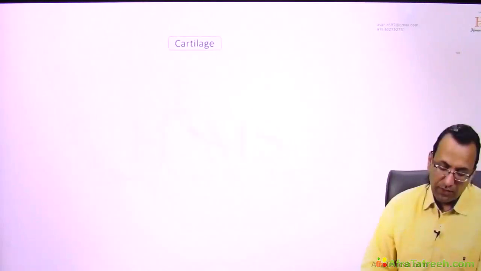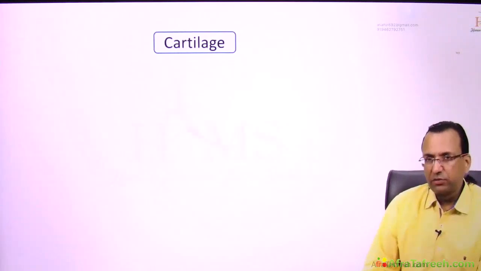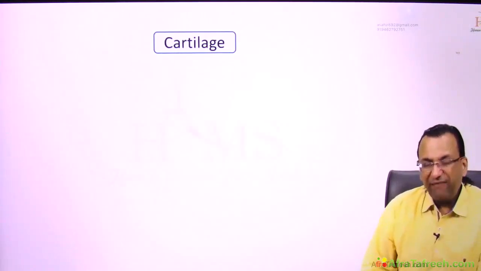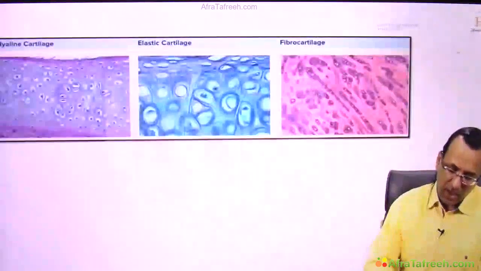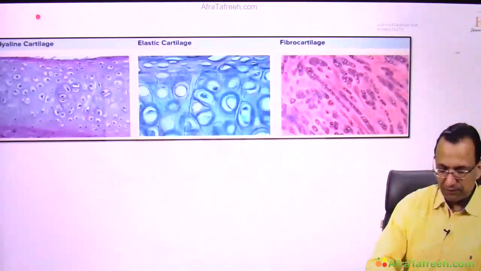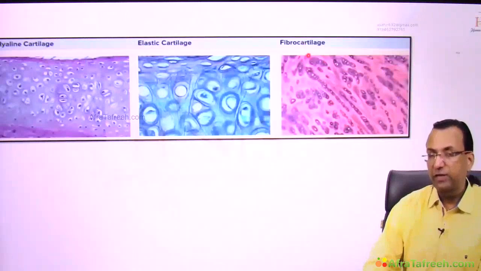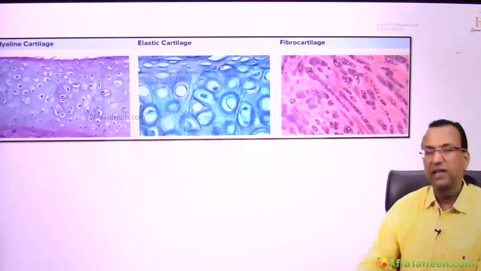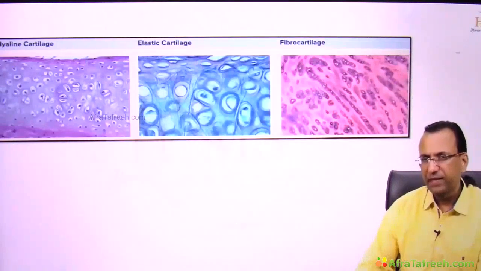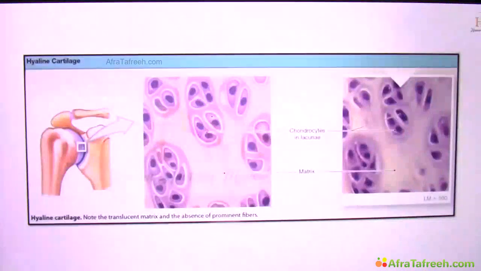As we are moving further, we are talking about connective tissue. I have to talk about the three types of cartilages. What are the three? They are hyaline cartilage, compared with elastic and fibrocartilage. We have to compare the three, but before you compare the three, let us look at them individually first. And this is hyaline cartilage.